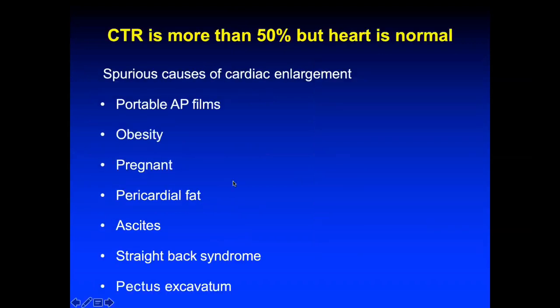Sometimes your cardiothoracic ratio is more than 50%, but the heart is normal. Spurious causes can be there because of portable AP film, obesity, pregnancy, pericardial fat, ascites, straight back syndrome, and pectus excavatum. Again, this is a very common question asked in exams. The X-ray heart is normal, but the CT ratio is more than 50%. What are the differentials? What are the causes? These are the causes of that.